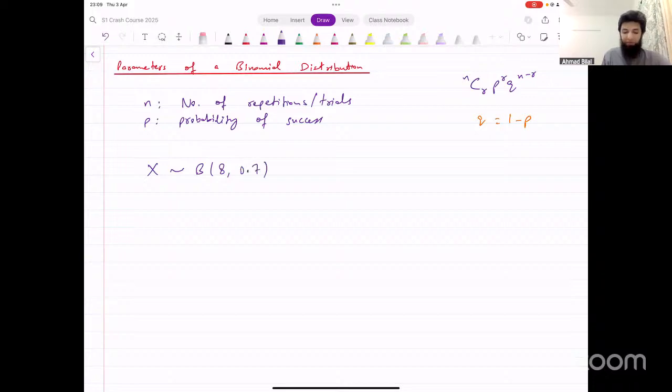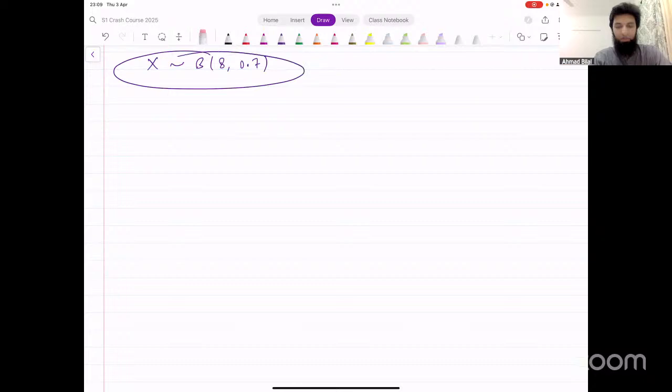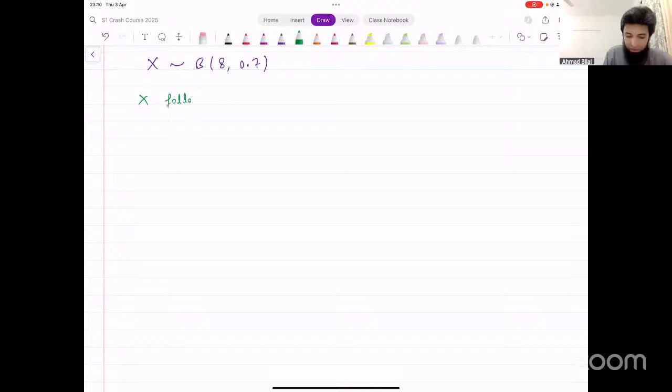If you have something written like this, you need to understand this notation as well. What does this notation mean? This notation means X is a variable. This sign means it follows binomial distribution. X follows binomial distribution. Why binomial? This B represents binomial.